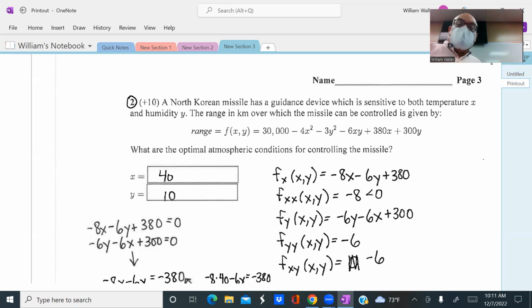so here's this function, which is the output here is the range of a missile when it's fired, and the x is the what? What does x represent in this problem? What does it say? It's the temperature, and the y is the humidity. So apparently the temperature and the humidity affect how far that missile can fly, right? The range of the missile. And what we're trying to figure out is what are the optimal conditions? What's the optimal temperature and humidity for the missile to go the maximum distance?